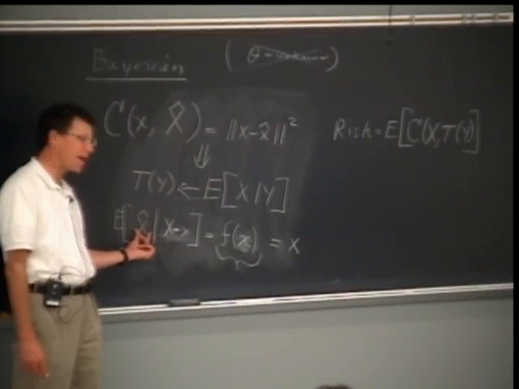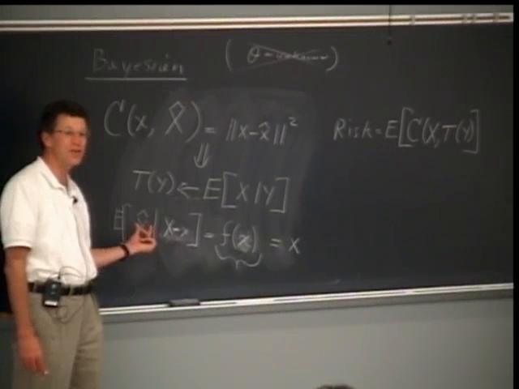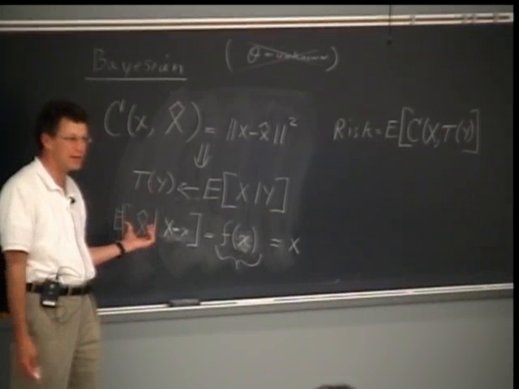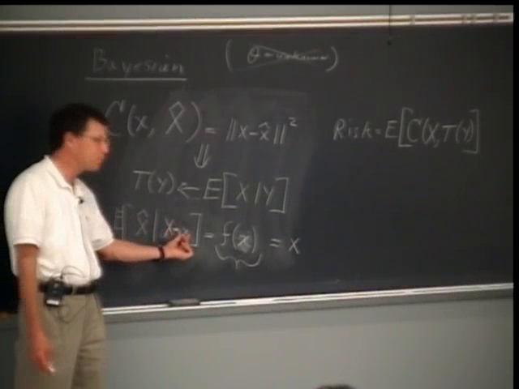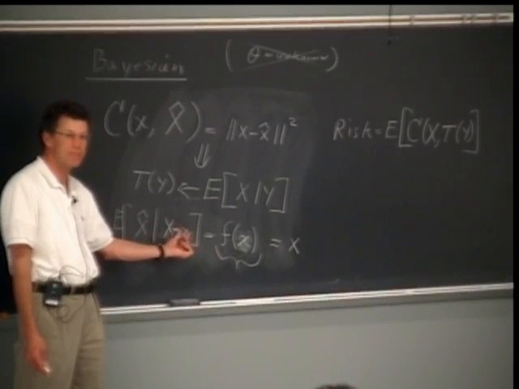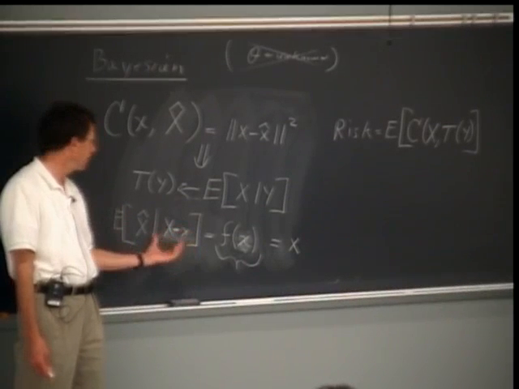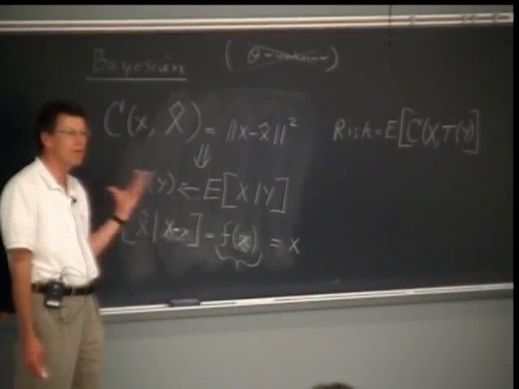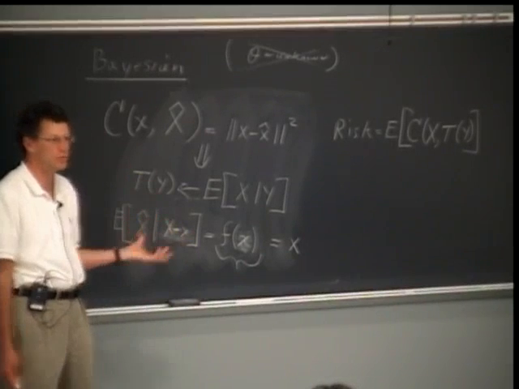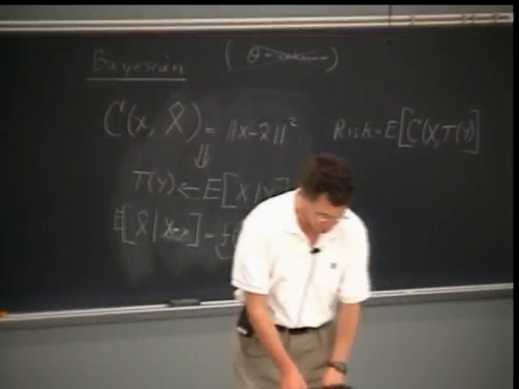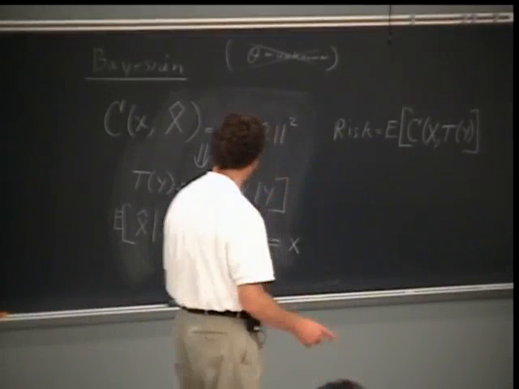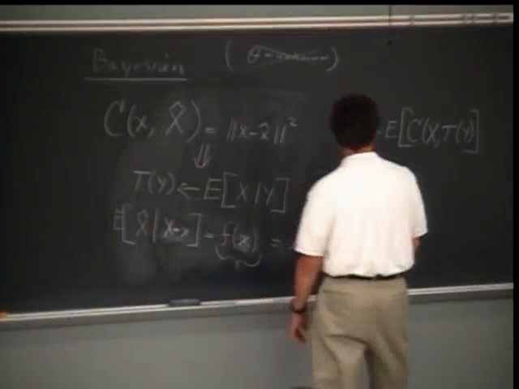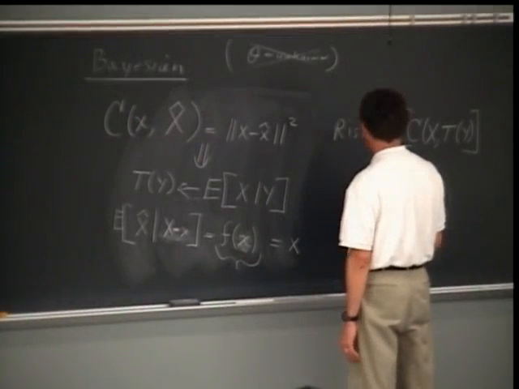The estimate X hat is a function of Y, the data. So for any particular value of X, is its expected value going to be X? The answer is mostly no, and the reason is we're going to have bias, and I'll show you why in just a minute. But there are other risk estimates, another possibility.